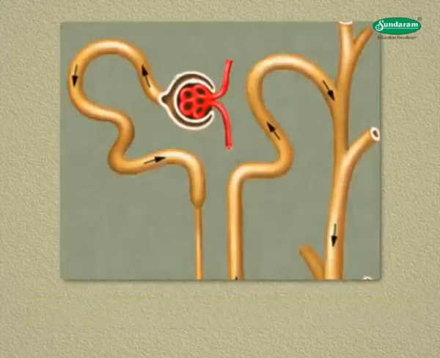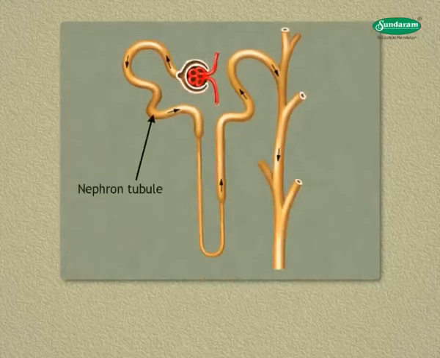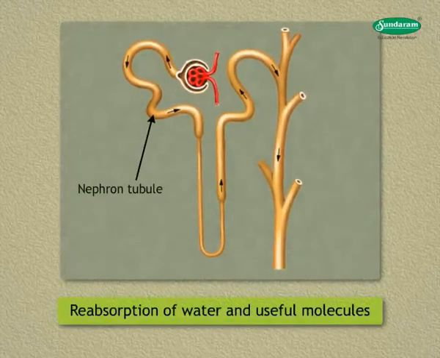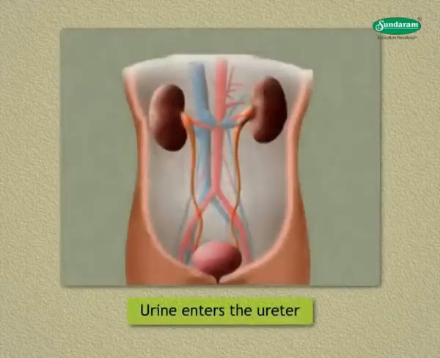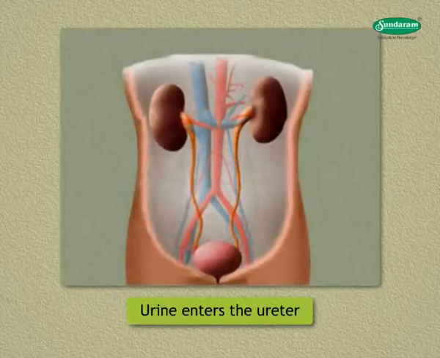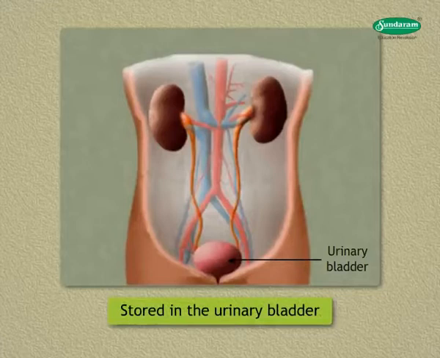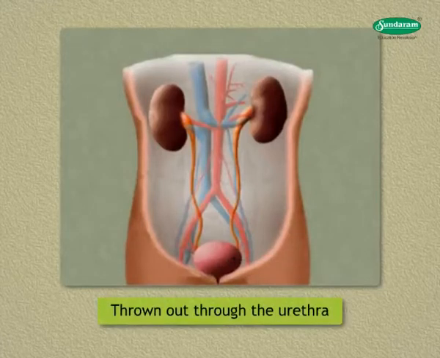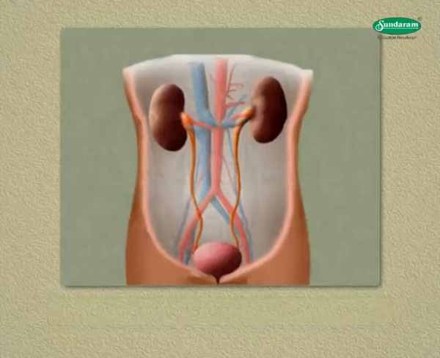The glomerular filtrate collected in the Bowman's capsule further passes through the nephron tubule where reabsorption of water and useful molecules takes place. The remaining fluid containing the waste forms the urine, which eventually enters a long tube called the ureter. It is further stored in the urinary bladder and from there it is thrown out through the urethra. As the bladder is muscular, it is under the control of the nerves. As a result, we can usually control the urge to urinate.